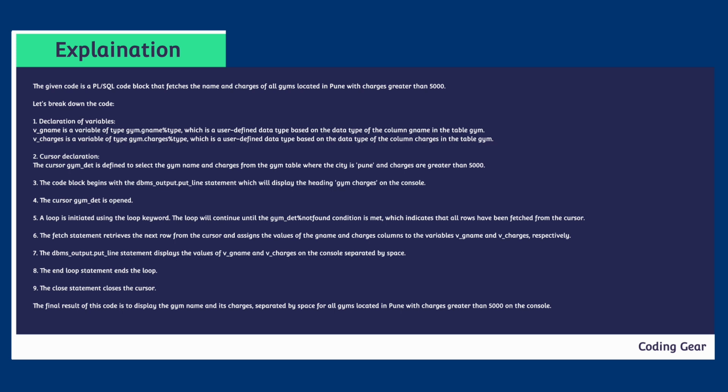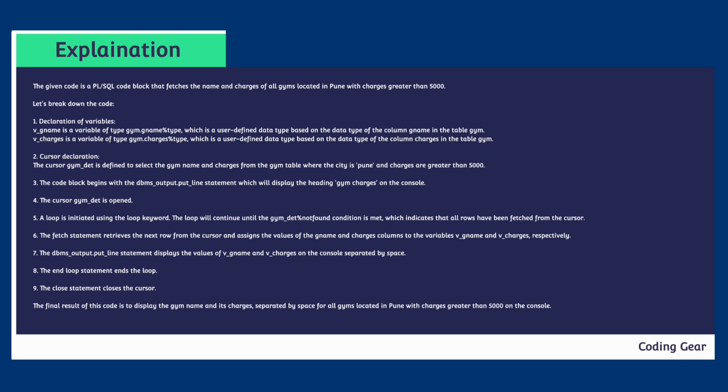1. Declaration of variables. V_name is a variable of type gym.name%type, which is a user-defined data type based on the data type of the column name in the table gym. V_charges is a variable of type gym.charges%type, which is a user-defined data type based on the data type of the column charges in the table gym.